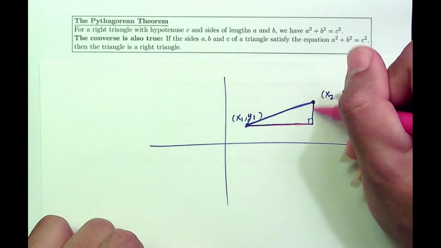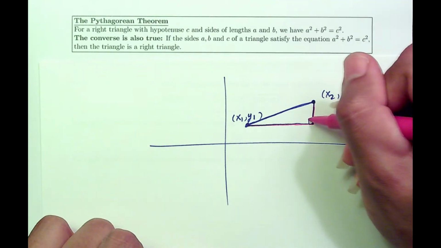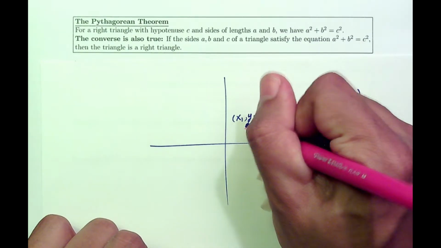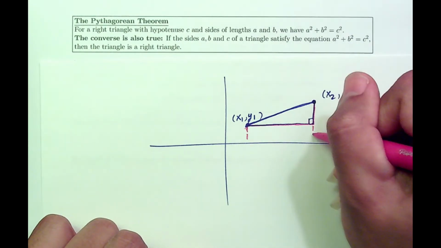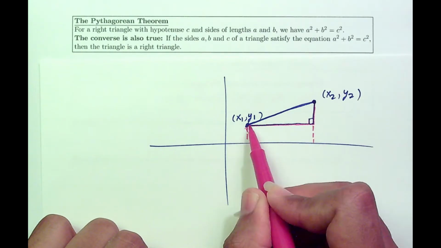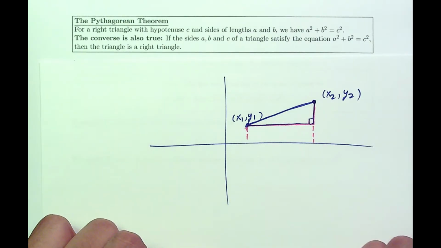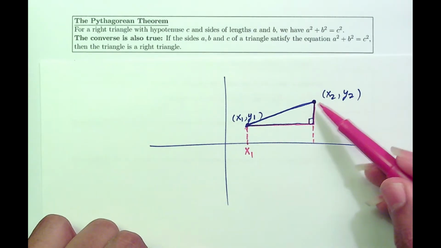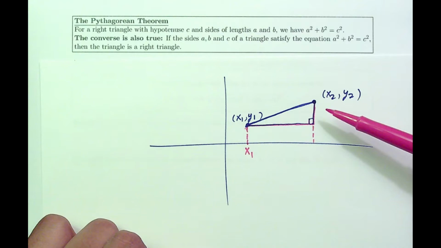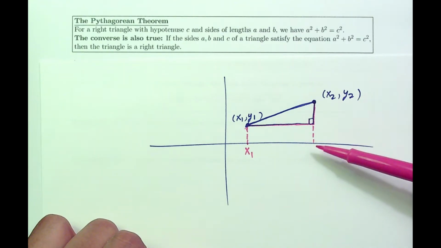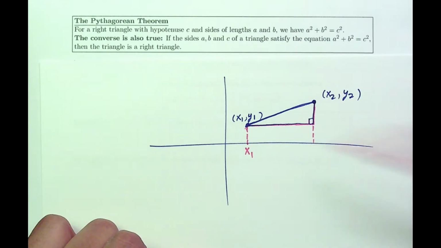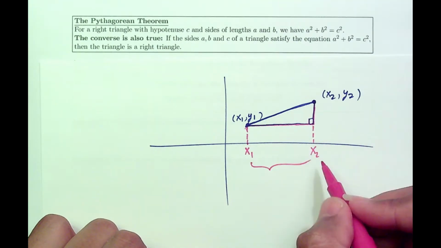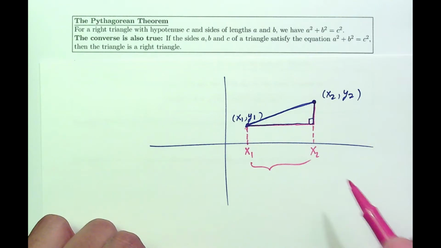So we're going to use the Pythagorean theorem on this right triangle. We need to figure out what this horizontal distance is. That's not too bad, because if the coordinates of this point are x1, y1, that means right here is x1. And if the coordinates of that point are x2, y2, that means this right here is x2. And then what is this distance?